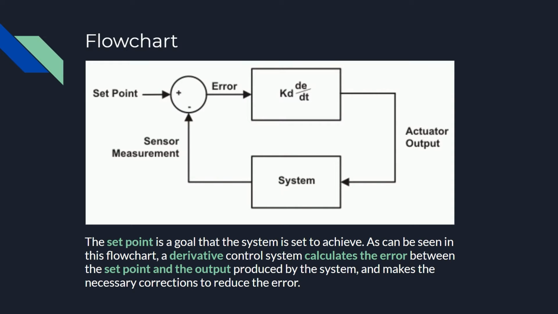Here is a flow chart to help better understand the derivative control system. The derivative control system uses a set point, which is a goal that the system is set to achieve. As you can see in this flow chart, a derivative control system calculates the error between the set point and the output that's produced by the system. By comparing these two variables, the derivative control system can calculate what corrections it needs to make to reduce this error and eventually fix the error.